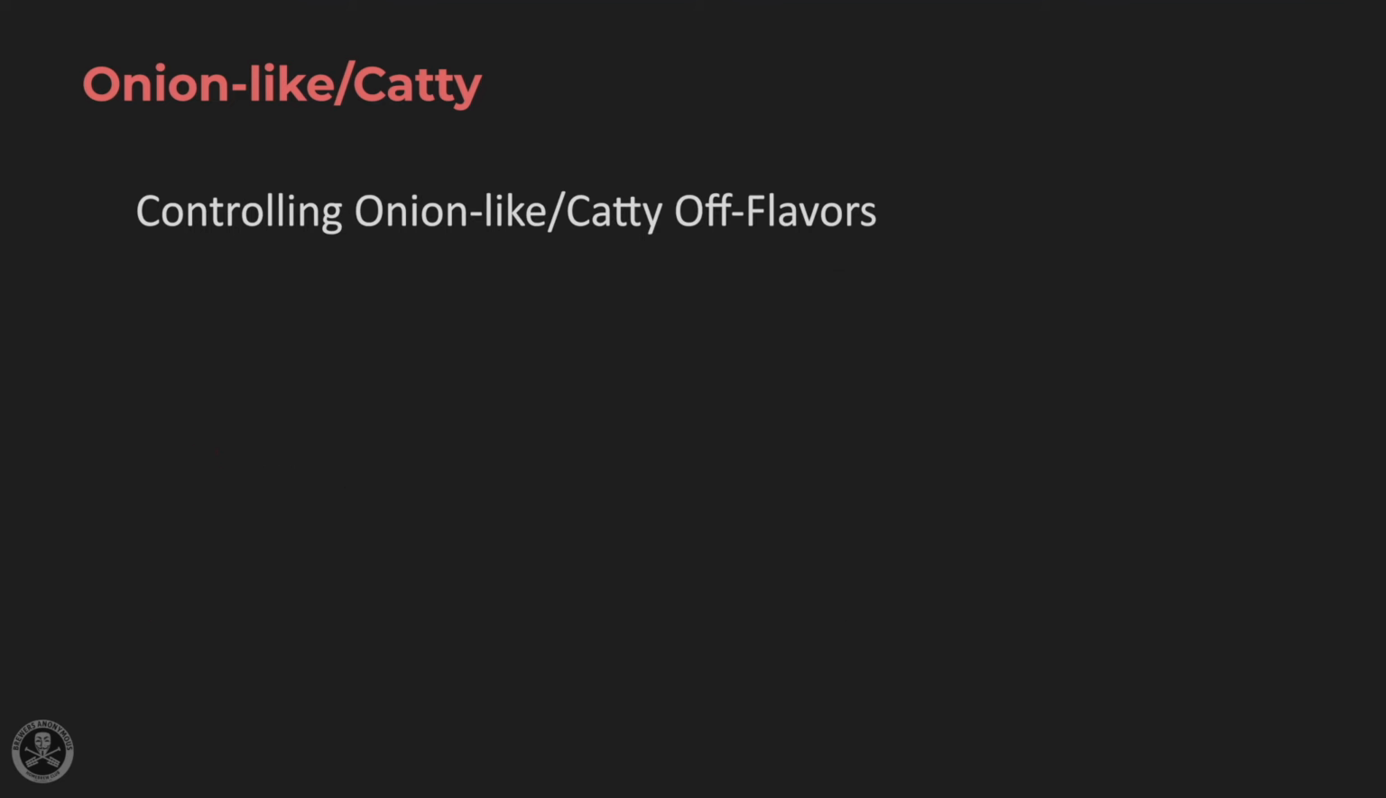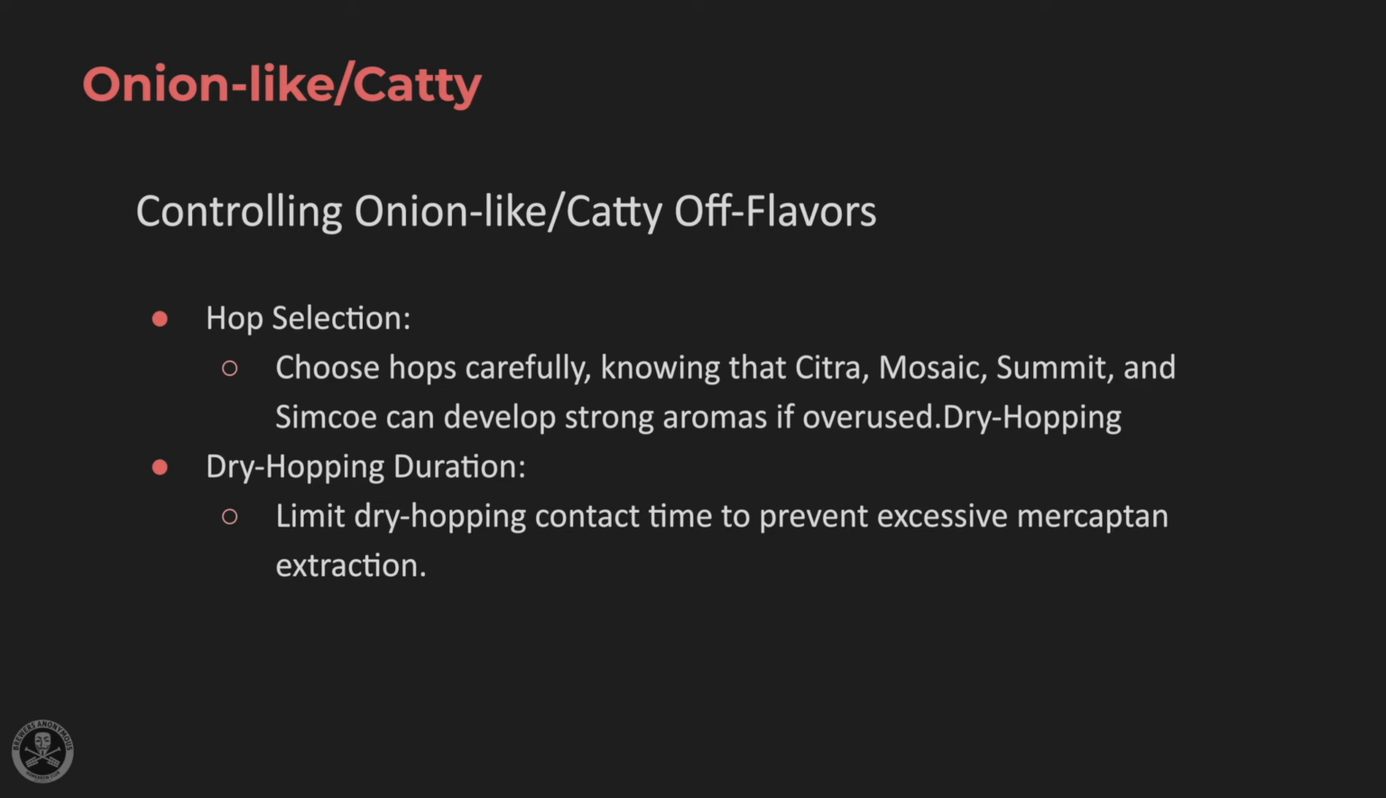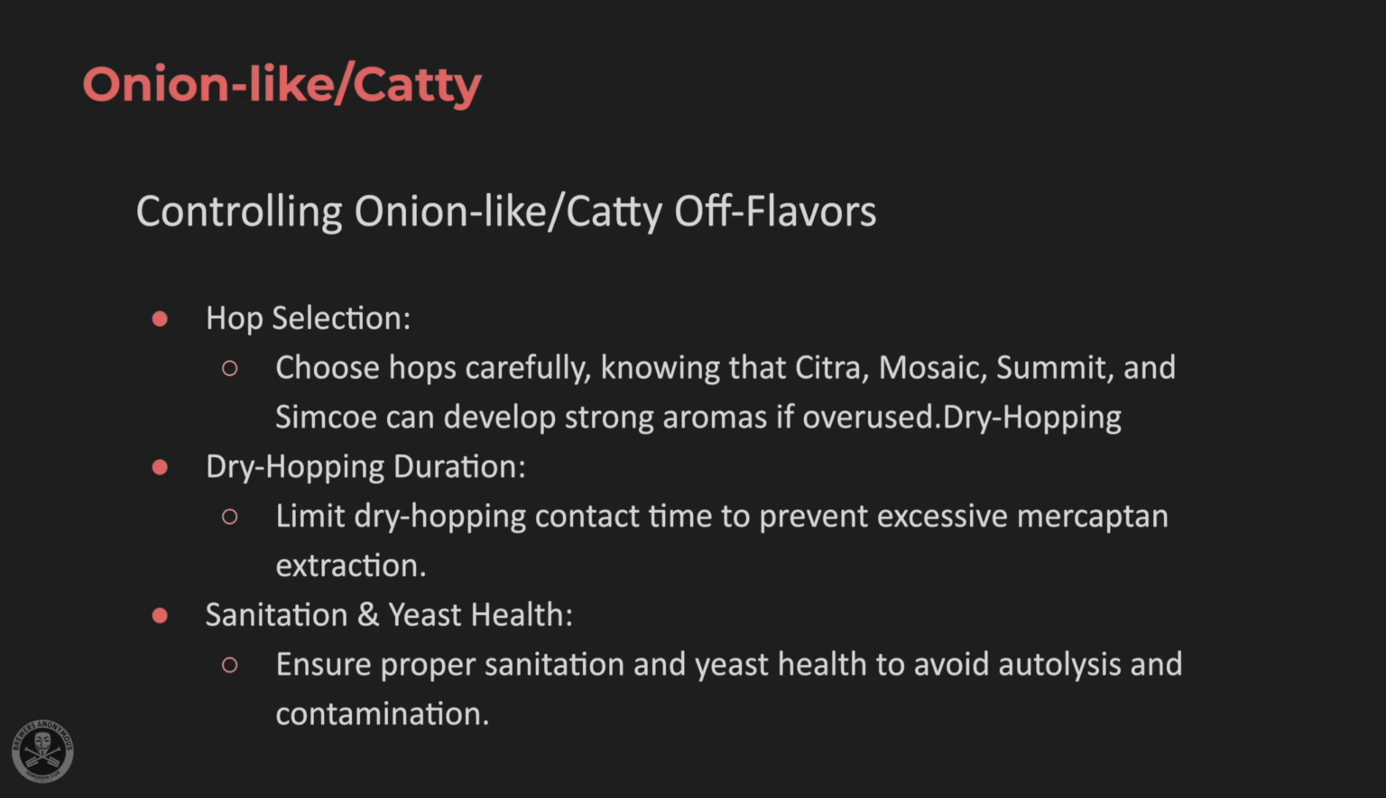There are some things we can do to control this beer characteristic. Hop selection is a big part of controlling this character. Being aware of what hops can contribute this character, like Citra, Mosaic, Summit, and Simcoe, can help us plan out how much of this character we can expect in our beer. Limiting the contact time during dry hopping can prevent excessive mercaptan extraction. And in cases of the unpleasant character, make sure the yeast is healthy and remove the beer from the yeast cake before the effects of autolysis can begin. And of course, properly sanitizing our equipment is our best defense against the unpleasant contribution of mercaptans through infection.